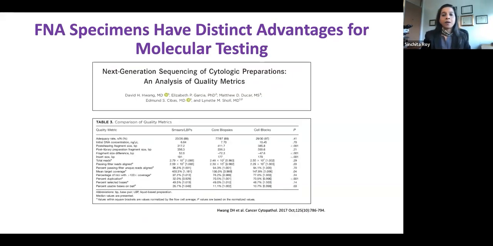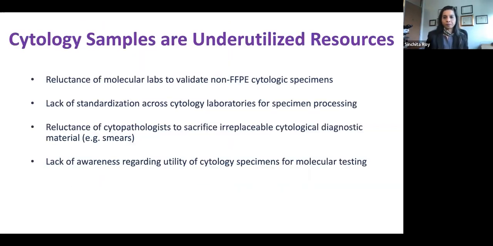There was a study published from a group in Boston, and they looked at the quality metrics for some of these downstream assays, and they showed that smears and liquid-based cytology tend to have better quality metrics than core needle biopsies and cell blocks that were fixed in formalin. So overall, the message that I'm trying to convey is that if you have the ability to do some of your molecular testing on non-formalin fixed FNA specimens, you may have a sample with better tumor fraction that will give you better quality nucleic acid, and some of these downstream assays will perform better.